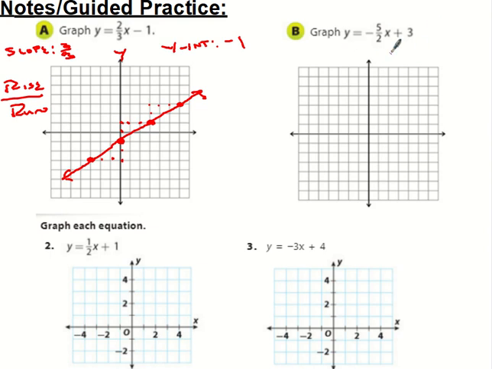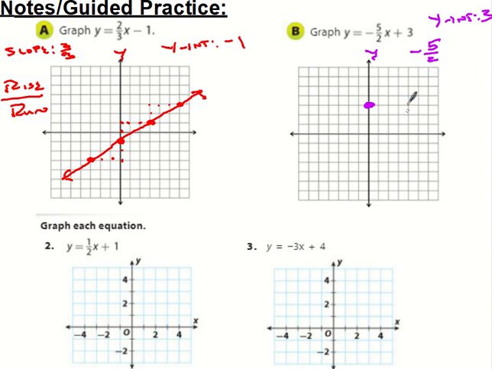For B, we're always going to start from our y-intercept first. Our y-intercept is +3, so that's 1, 2, +3, because again, it's always on the y-axis right here. From that y-intercept, this is where I want to use my slope. My slope is -5 over 2.